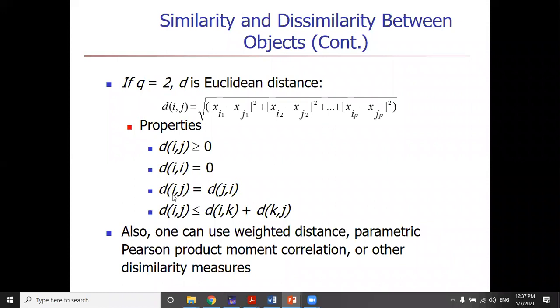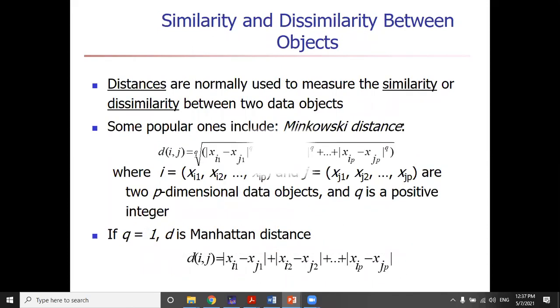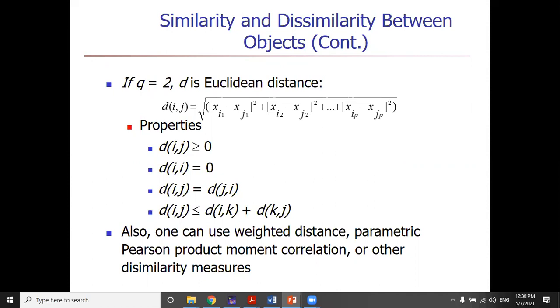And d of i comma j is less than or equal to d of i comma k plus d of k comma j. Can anyone explain this? What is the significance of this statement? Let's see how good your mathematical sense is. The rest of the three I have discussed. What is the significance of this last statement, the last equation? What do you understand by it? Tell me. Anyone?